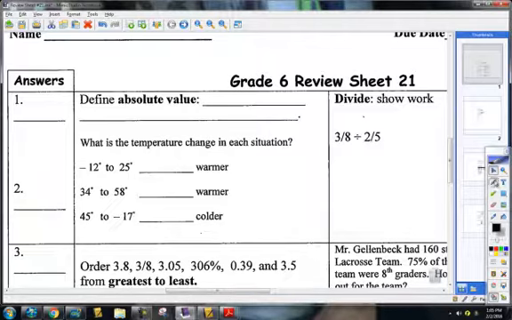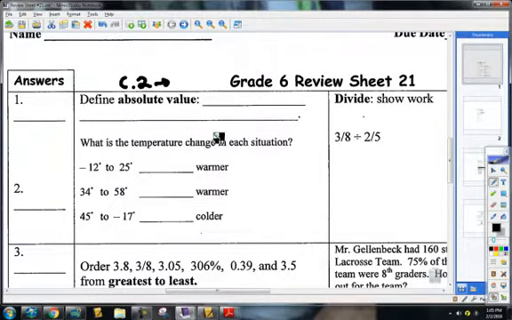All right, review sheet number 21, quick video here. Here's your definition of absolute value. A couple places you could find this definition would be in your chapter 2 notes. Or you could look back, I don't remember if it was last week or 2 or 3 weeks ago's review sheets, but we did the definition on there and you guys should have written it in there.